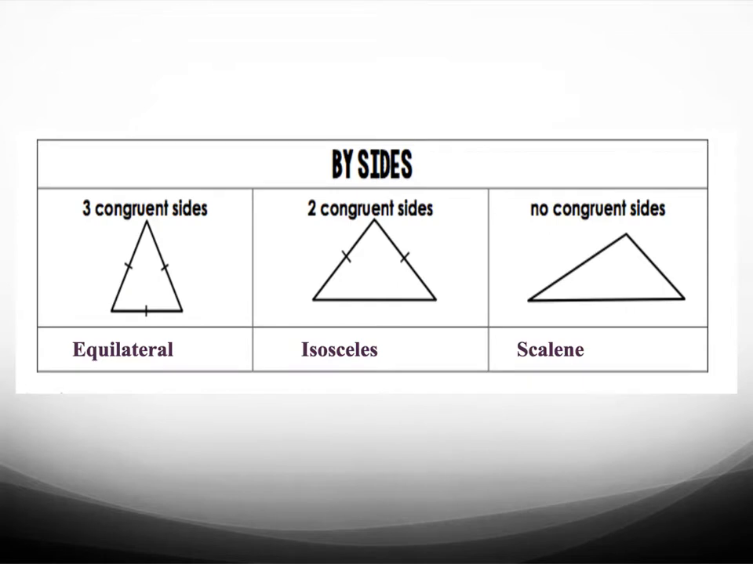Next, we're going to classify by sides. So we're not looking at the angles anymore, we're looking at the sides. And the very first one is called equilateral. That's equilateral. This one where we have 2 sides that are the same, or at least 2 sides, is called isosceles. And last but not least, we have scalene, when no sides are the same. Sometimes the markings will look like this. This may have 1 tick mark, this may have 2, and this may have 3 to represent none of the sides are the same.